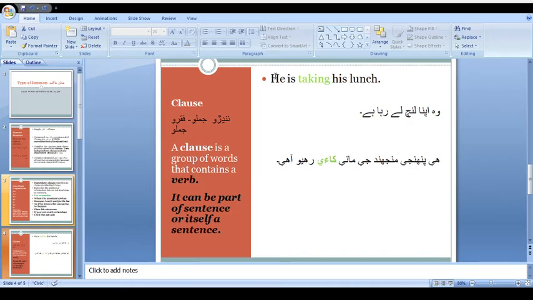So a clause is simply a sentence, a jumlo, which doesn't necessarily give you complete meaning. I'll tell you about complete and incomplete, which means I'm talking about dependent and independent. So this is an independent sentence. Now you can easily understand what is stated in this sentence. Let's go to the next. I'll be telling you about complete sense and incomplete sense.